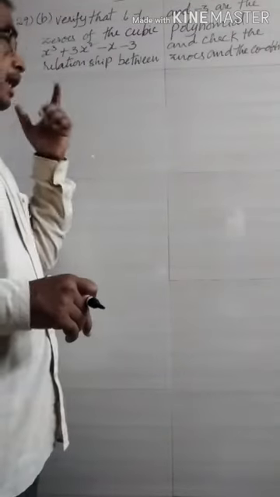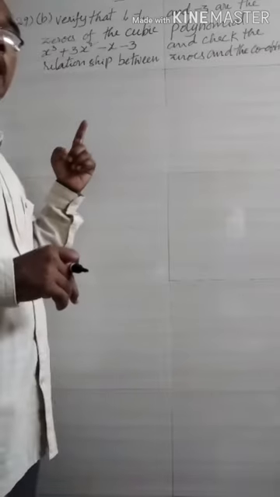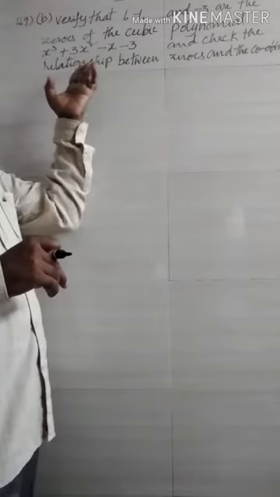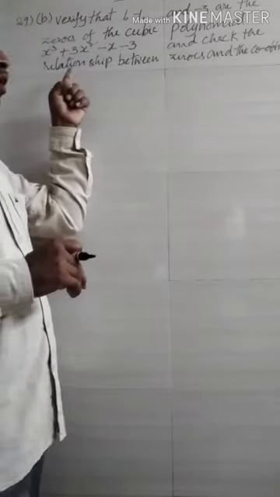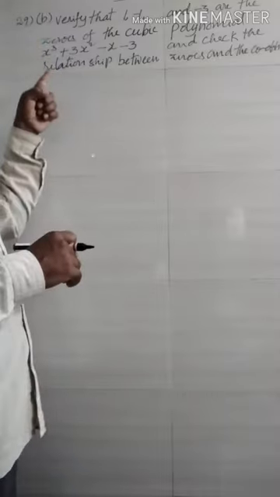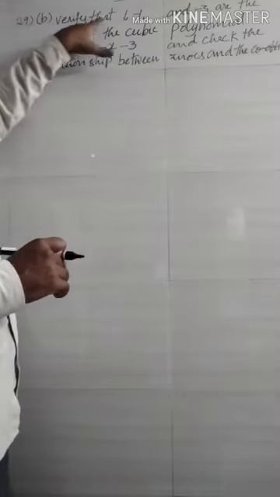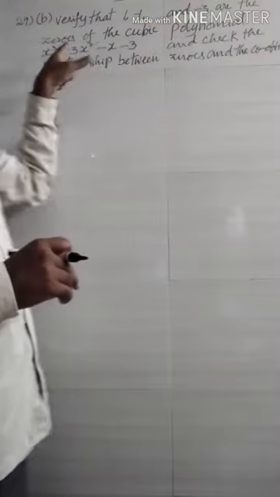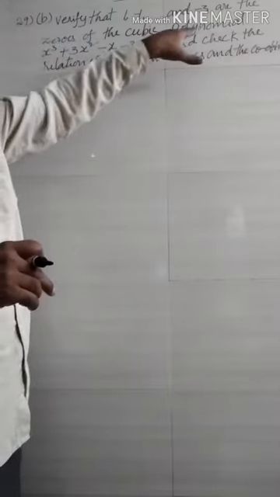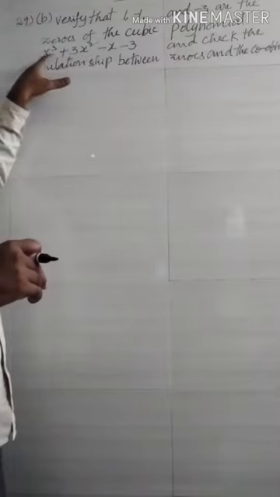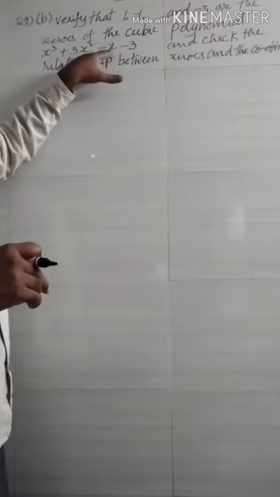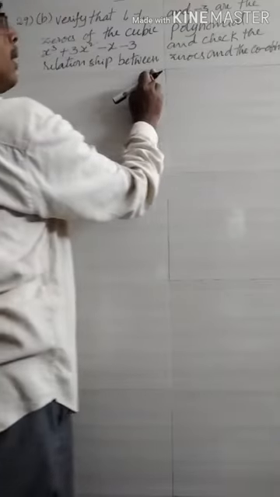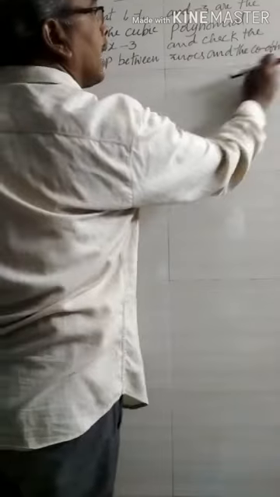Okay. Here in section 4, 8 mark questions, there is an internal choice for each and every question. Previously, we completed the 29th A. Now we move to the 29th B question. Here I read the question: verify that 1, -1 and -3 are the zeros of the cubic polynomial x cube plus 3x squared minus x minus 3 and check the relationship between zeros and the coefficients.